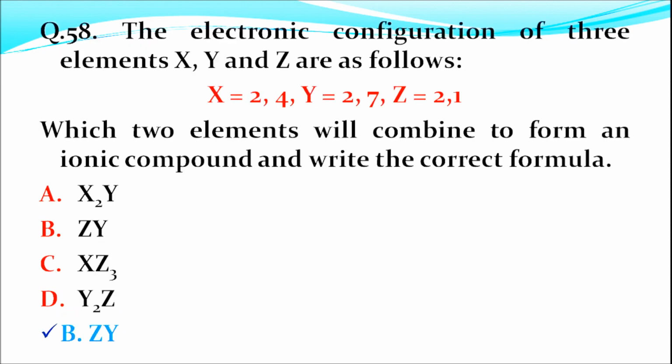Next question. The electronic configurations of three elements X, Y, and Z are as follows. X is 2,4, Y is 2,7, and Z is 2,1. Which two elements will combine to form an ionic compound and write the correct formula? Option A X2Y, option B ZY, option C XZ3, and option D Y2Z. Which two elements will combine to form an ionic compound? Correct answer is option B, ZY.